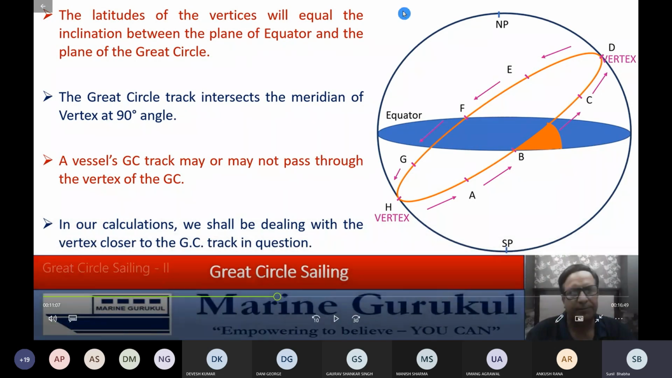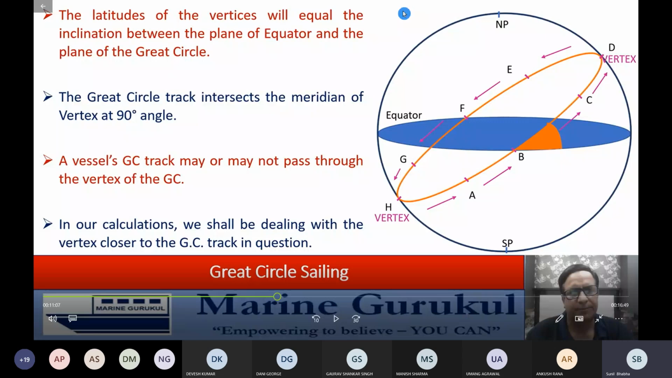So this next point, it says because there are two vertices of every great circle track, which vertex should we find out? Let us say the question says find the position of the vertex for this particular great circle track. This is the initial position, this is the final position. So we know for every great circle there are two vertices. Which one should we find out? In that case, we always consider the vertex which is closer to our track.